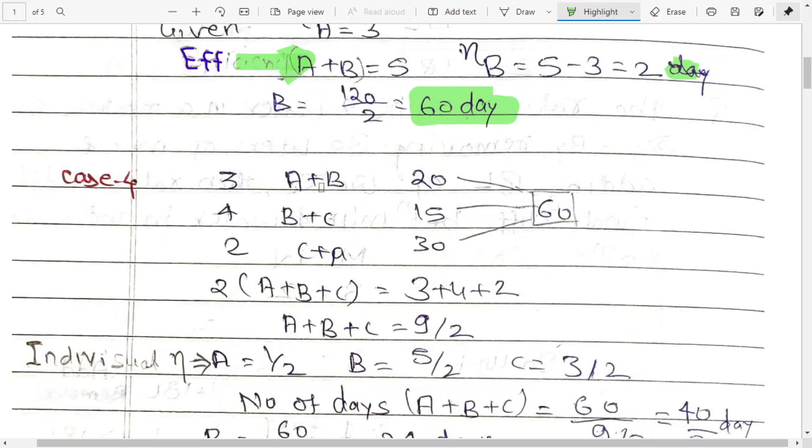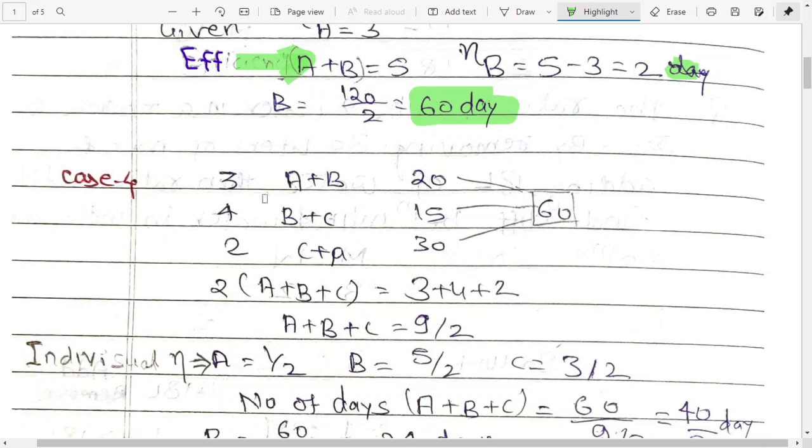That is, what was the efficiency of A and B when working together? Then you will find 3. Similarly for B and C, if you divide 60 by 15, you will get 4. And similarly, 60 divided by 30, you will get the efficiency of C and A working together. Then you need to find the efficiency of individuals. Before answering any question, make sure you calculate all the efficiencies individually, so that as per the question you can calculate almost all the data mentioned.